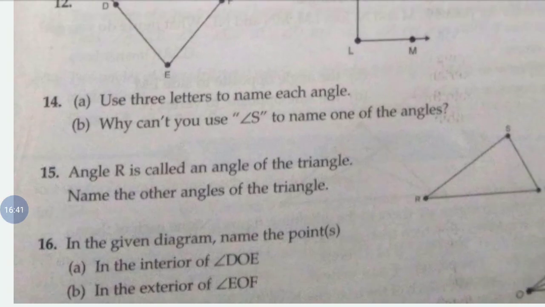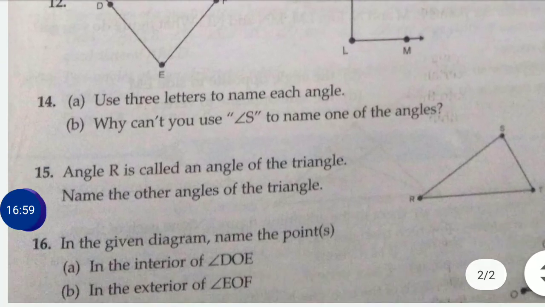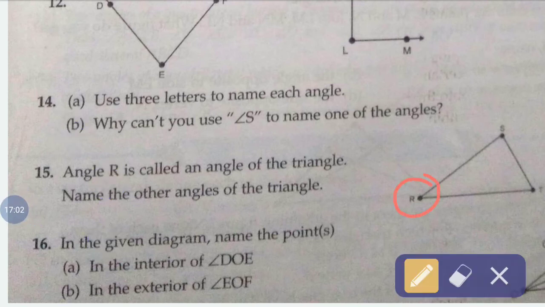Then the next question, 15th question: angle R is called an angle of the triangle. Name the other angles of the triangle. Here is your angle R. Yes, angle R is one of the angles. Other angles can be angle S, angle T. You can write angle S, angle T.